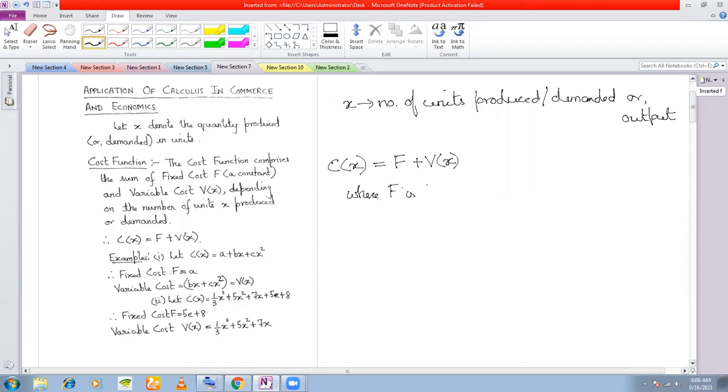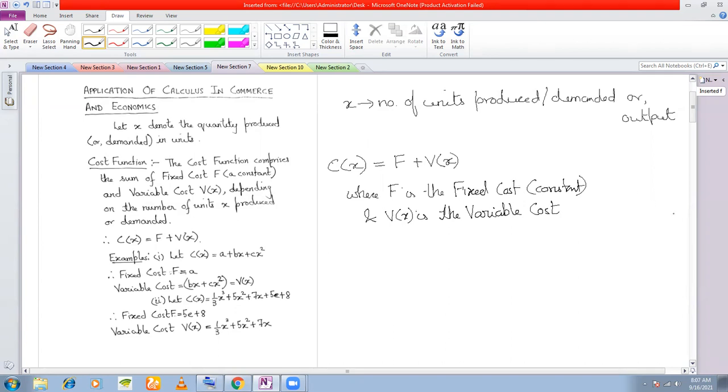F is the fixed cost, a constant. Fixed cost is a constant, and V(x) is the variable cost. So F is the fixed cost and V is the variable cost, V as a function of x, obviously. Okay, let's see an example.